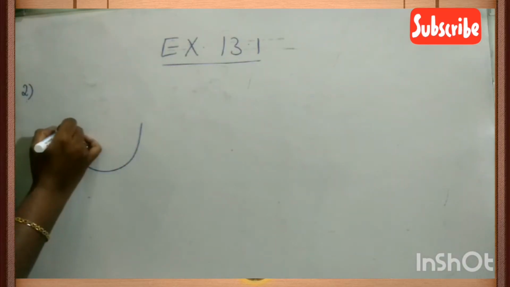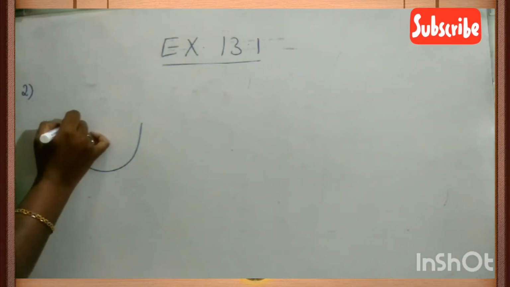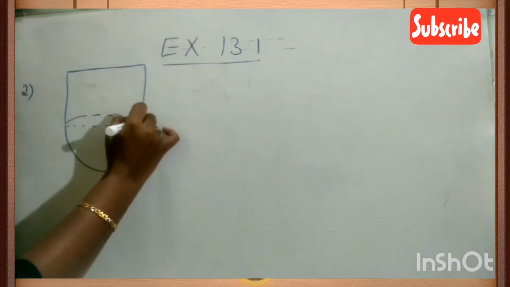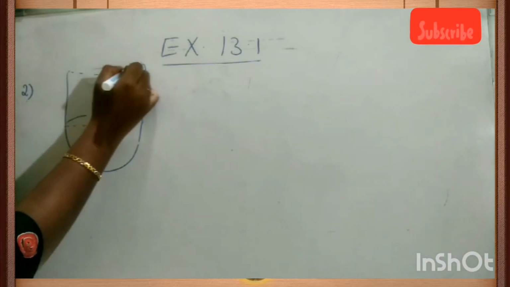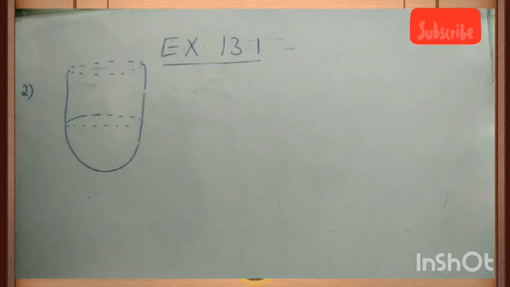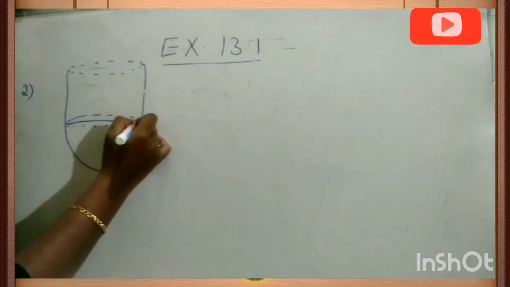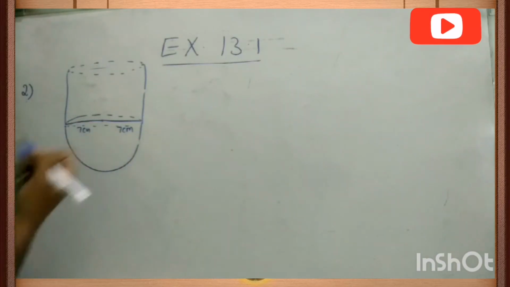This is our hollow hemisphere and we have one hollow cylinder. This is our hollow cylinder. And in this question it is given that the diameter of the hemisphere is 14 centimeter. This is our hemisphere and the diameter, this length, is 14 centimeter. So this is 7 centimeter. Since the diameter is 14 centimeter, the radius is 7 centimeter.